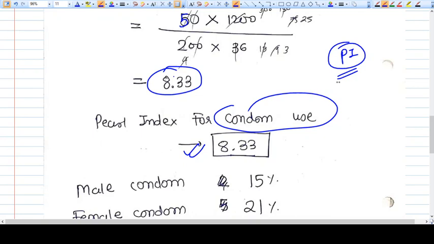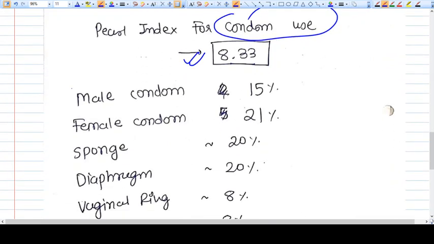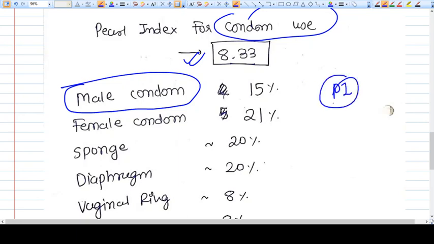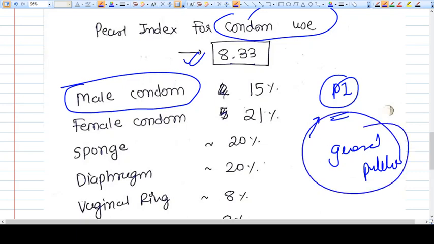Okay, there are general PIs of various methods that I have described here. This description includes general public use. We are using this method in the general public. Some of them may not be very well dedicated to using that method. So the PI is going to be higher than the actual Pearl index of any method if it is used with dedication.